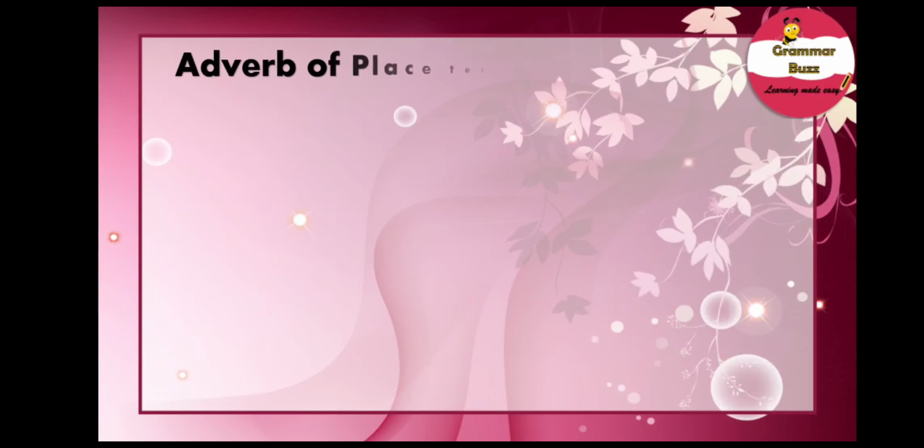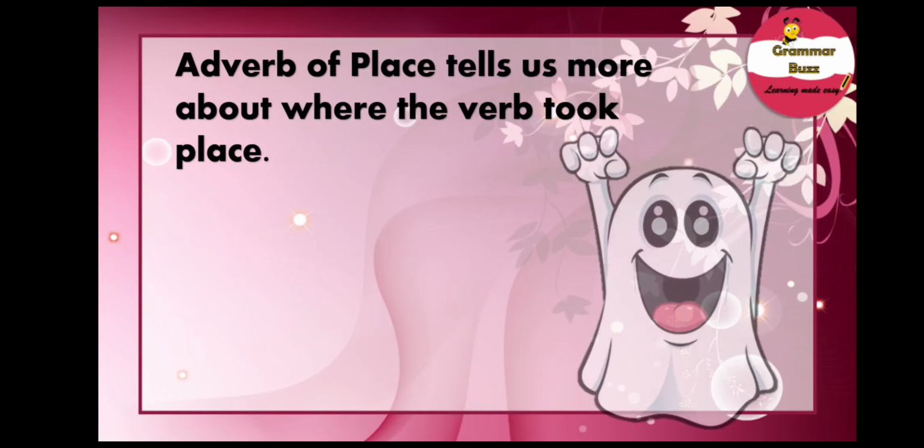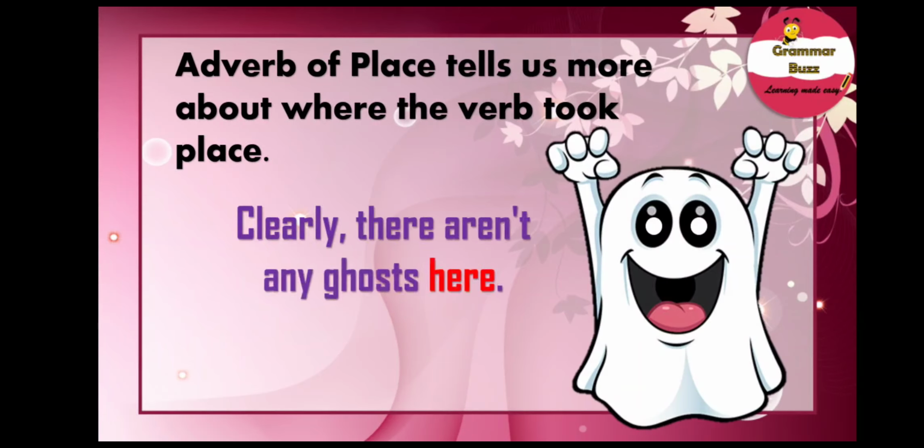So, moving on with adverb of place. Well, adverb of place tells us more about where the verb took place. These tend to pop up after the main verb or direct object of the sentence. Okay, let's take this example into consideration. It says, clearly there aren't any ghosts here. So what do you think? Which is the adverb in this sentence?